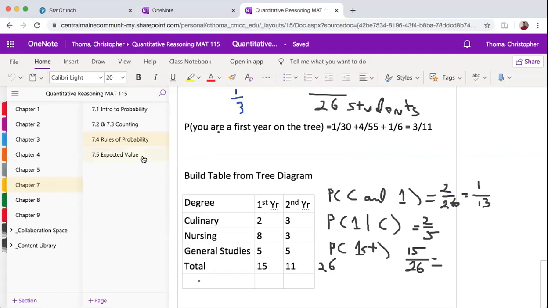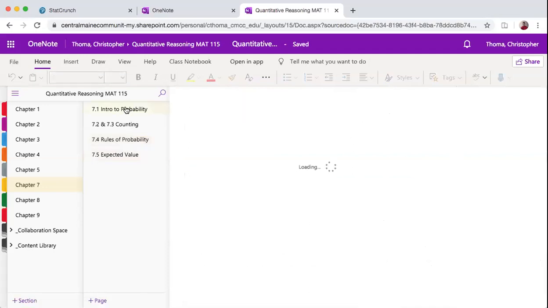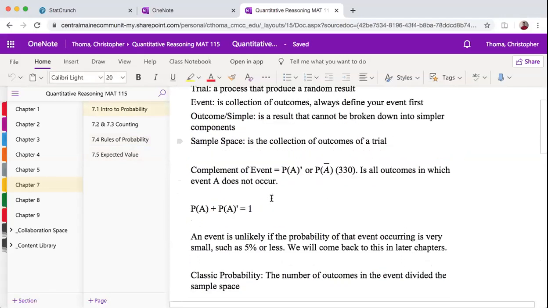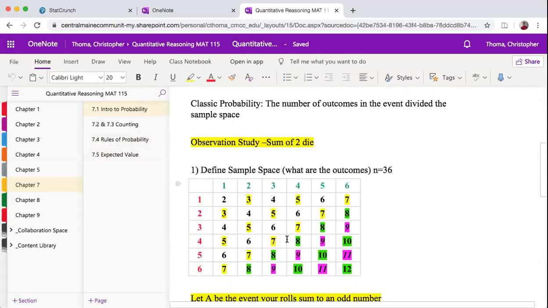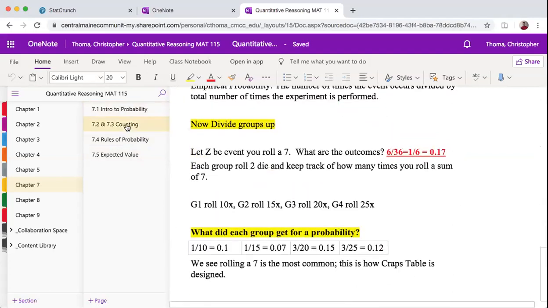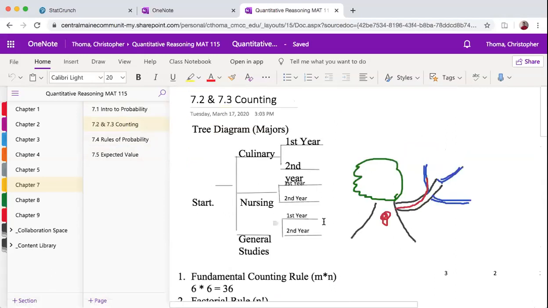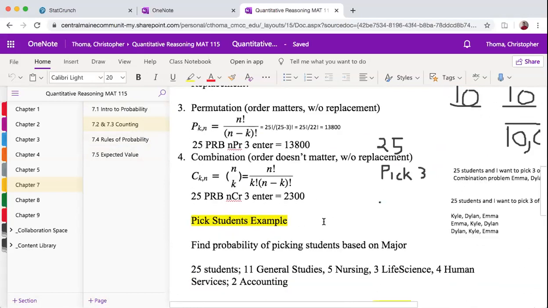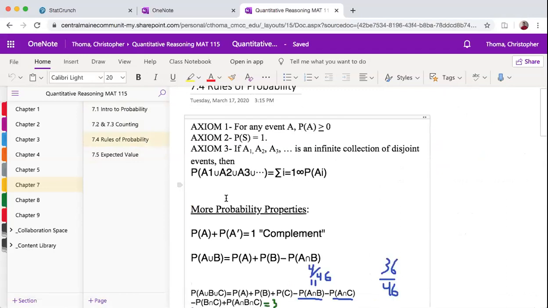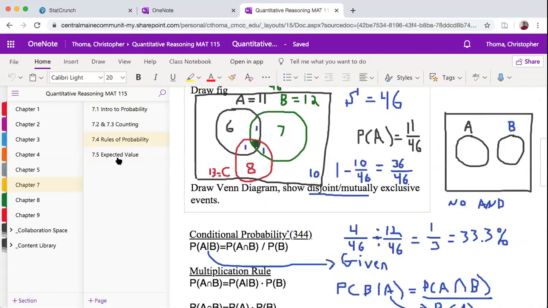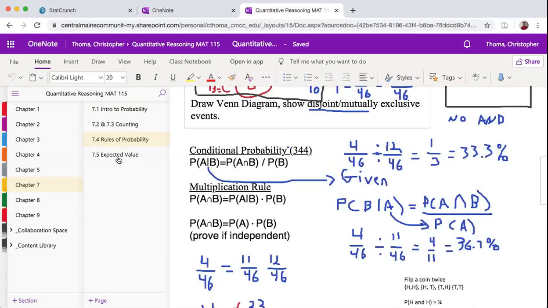So that's why we kind of learn it in this order, right? So first, for chapter 7, we had intro to probability, which was all the definitions, right? And so here's a nice little sample space. So we did a little bit there. Then we went into counting to find all the different ways to get our totals, and we went into some permutations and combinations stuff. And then we did our rules of probability, right? Which is kind of creating these graphs. And then we finally end it with our expected value.